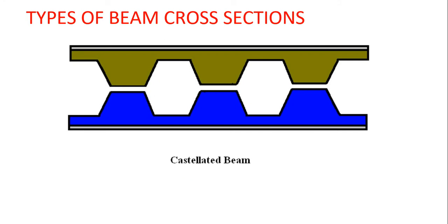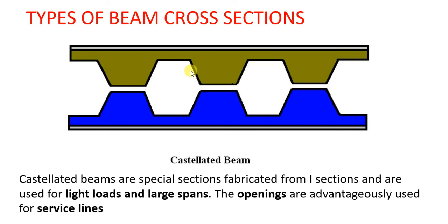This is a type of beam which is called a castellated beam. This is a side view of an I section. This is the web portion, and these two are the thicknesses of the flanges. The web will be cut in this fashion. These castellated beams are special sections fabricated from I sections and are used for very light loads, because most of the area is lost in the web portion, and for large spans. The only reason for providing these openings is to help with service lines.